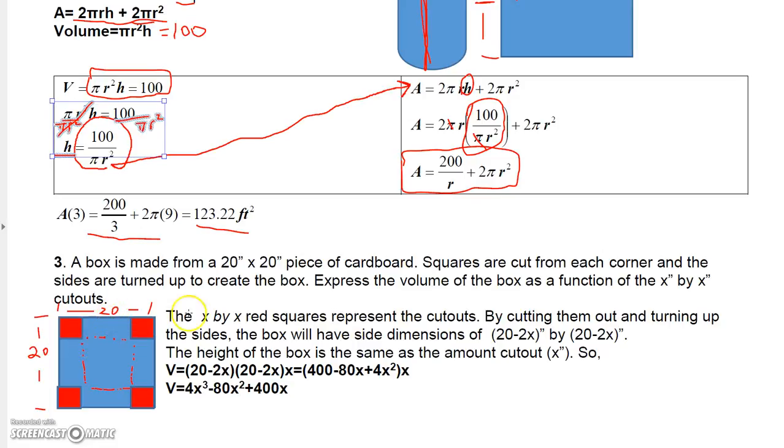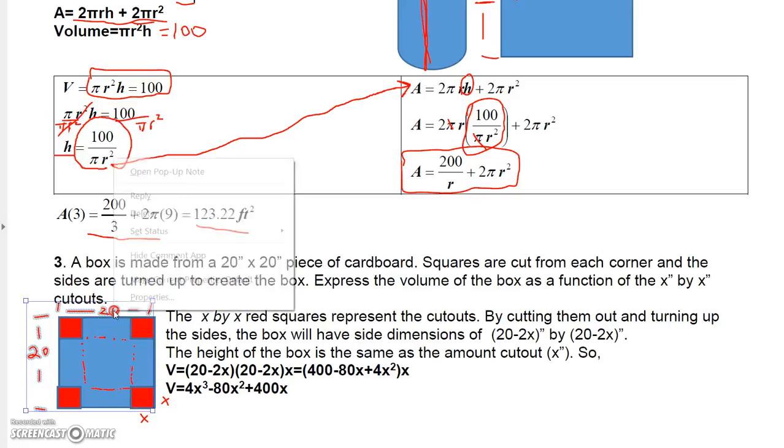So the question is, is there a way to express the volume of a box in terms of the little corners that I cut out? Well, I'm just going to call the little corners x by x. So I'm going to cut out x by x.